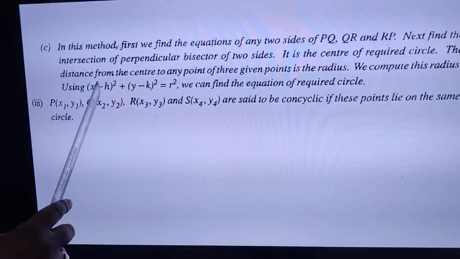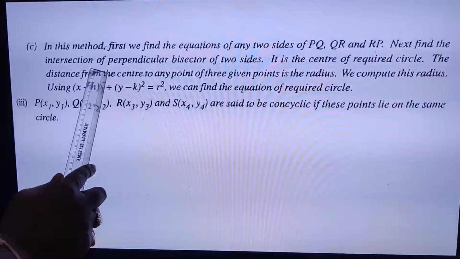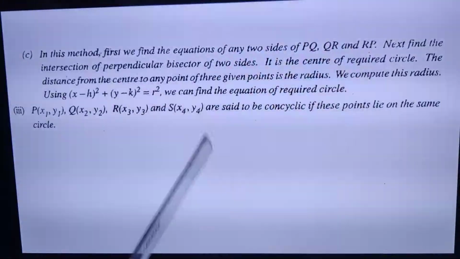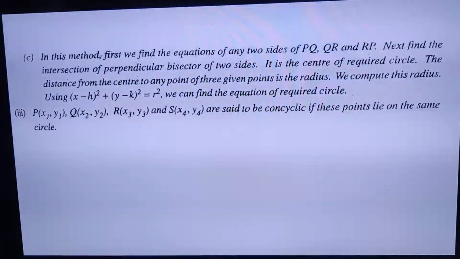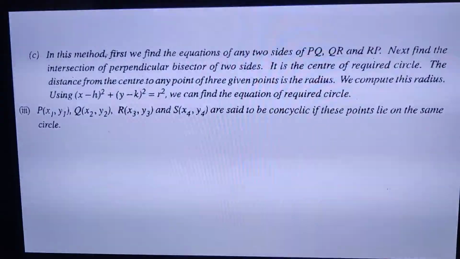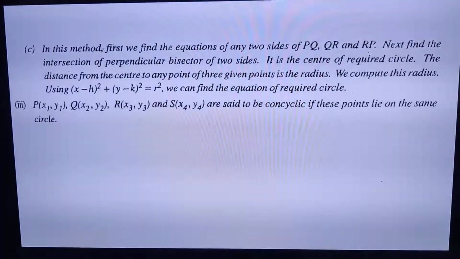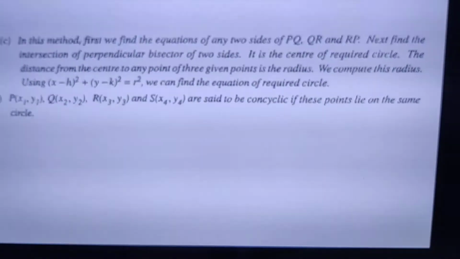After that, we use the same formula. If the center (h, k) and radius r are known, the equation of the circle is x minus h whole square plus y minus k whole square is equal to r square. And we can find the equation of the required circle. These are the 4 methods. We can follow the third method very easily, the second method also.